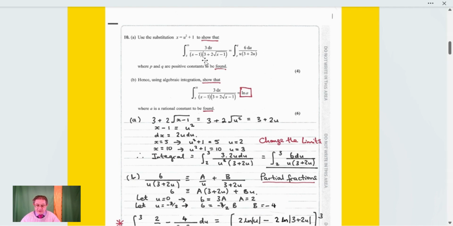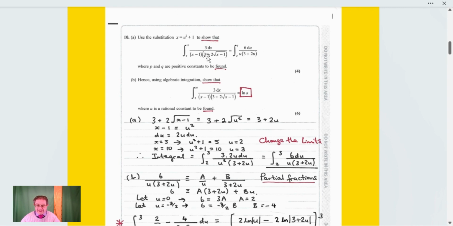So the suggestion I will give is that we start with the hardest part of the integral, which to my mind is the bracket involving 3 plus 2 root x take 1. Replace x by u squared plus 1, we get 3 plus 2u, which is encouraging because the final integral has indeed a bracket with 3 plus 2u. Go for the next hardest part, x take 1, that will be u squared.